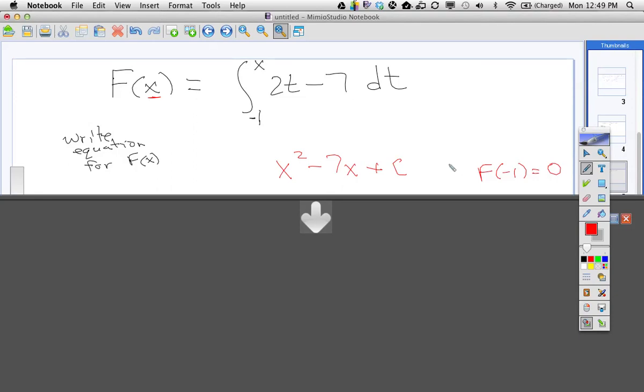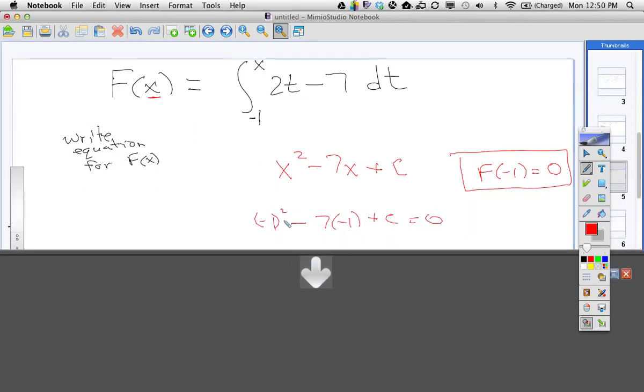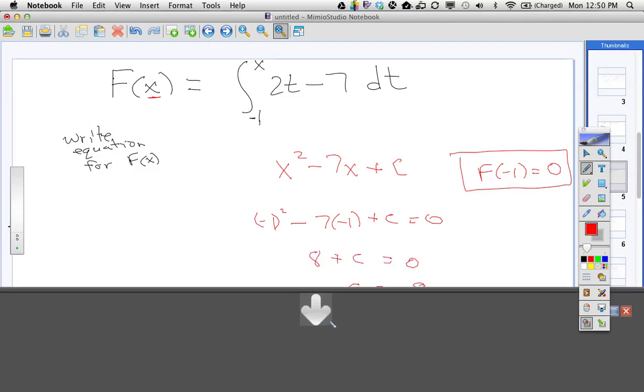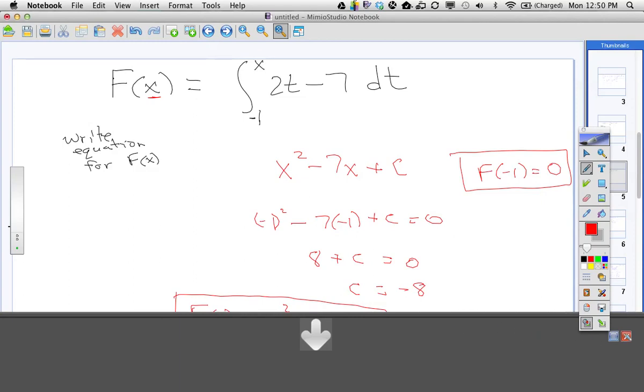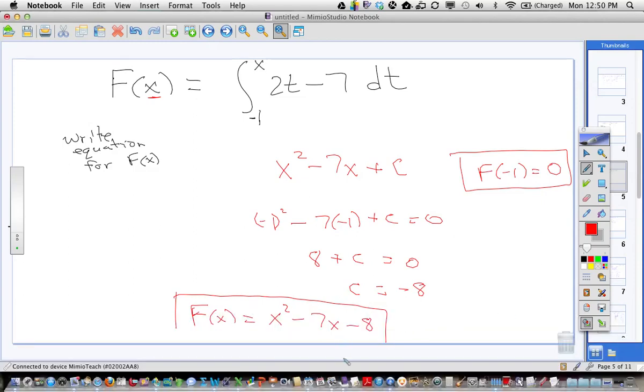Now, did everybody remember this part right here? Big F of -1, if you put a -1 right there for x, is like putting a -1 right there. The area from -1 to -1 is 0. So this is like giving you an initial condition. So we plug that -1 in. We get 1 plus 7 plus c, which is 8. Subtract 8 from both sides. We get c equals -8. So it would end up being x squared minus 7x minus 8. Okay? All right. So that could be a legitimate question on the quiz.